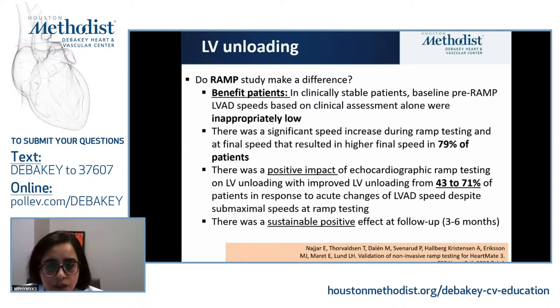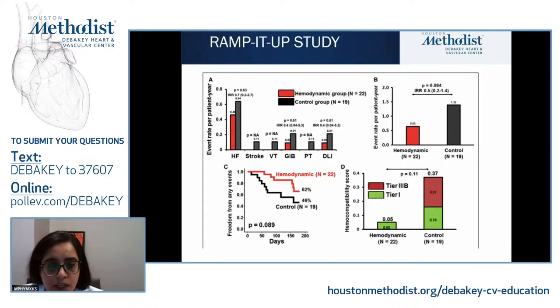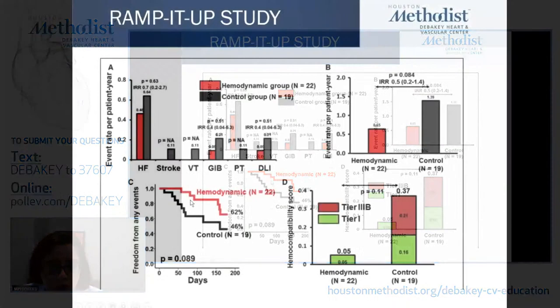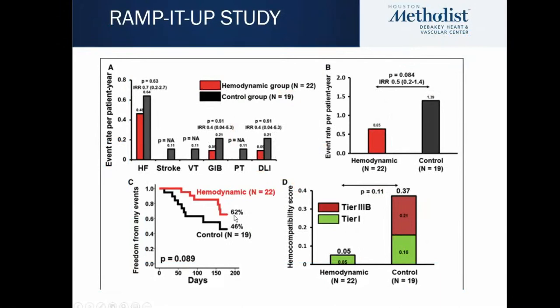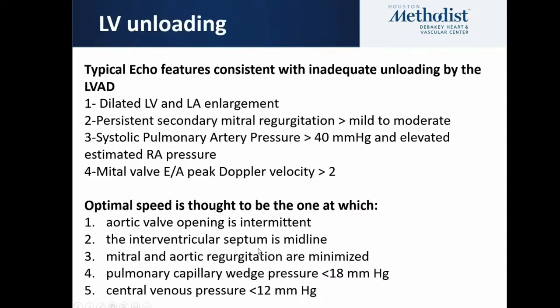And in 79% of the patients, we ended up increasing the patient's LVAD speed. And that did translate into a positive impact in the patient's unloading. And it had a sustainable positive impact in the follow-up after 3 to 6 months. This was the RAMP it up study, and you can see in the cohort where we used echo and cath to unload them appropriately and optimize their hemodynamics, these patients did better in terms of events compared to control.